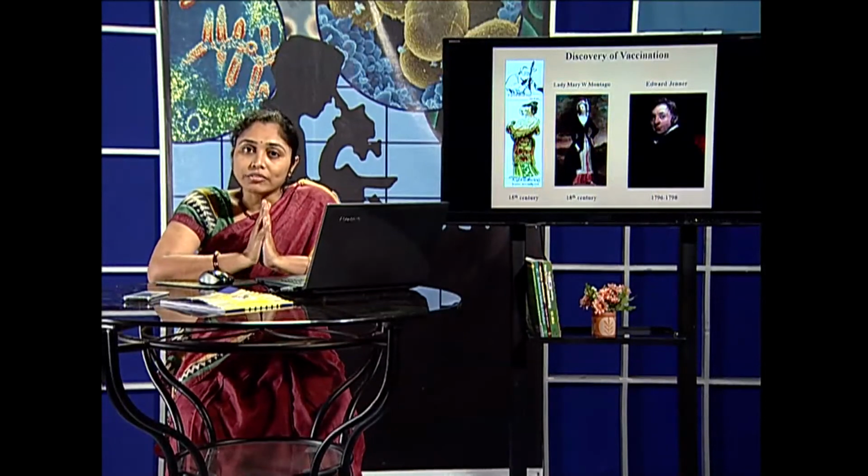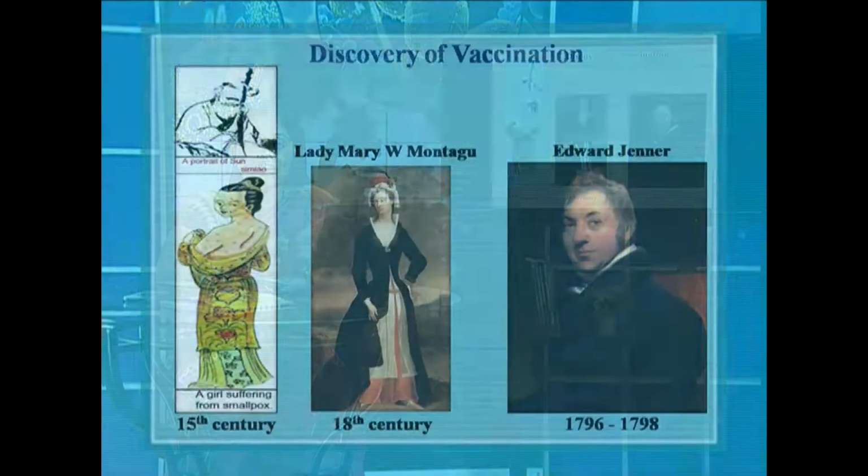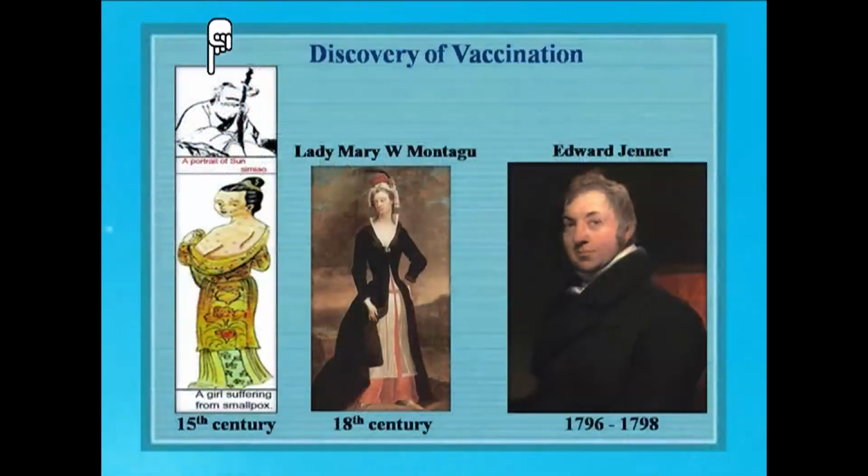The induction of immunity through vaccination was developed by the Chinese and Turks in the 15th century. This technique was brought to England by Lady Mary Montagu in the early 18th century, who was the wife of a British ambassador and went to Turkey. She observed the technique and brought it to England and saved the lives of many people.